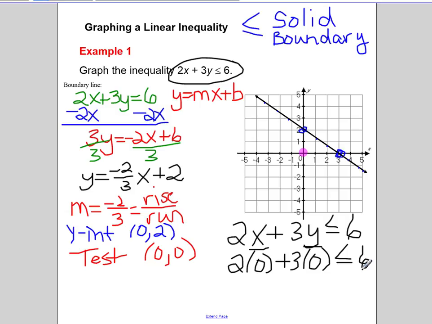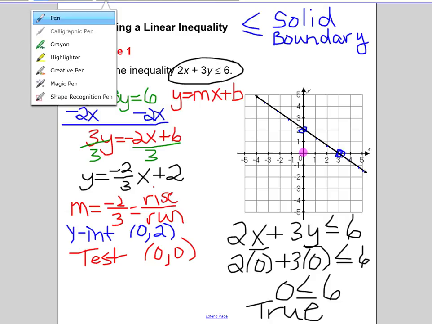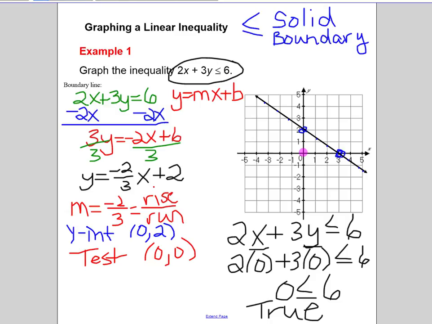Well, by simplifying, we get 0 plus 0. 0 is less than or equal to 6, so we say that that is true. That test point does satisfy the inequality, so that is part of the solution to the inequality. There are an infinite number of solutions, and that is one of them. So what we'll do is we'll shade all the points that are on the same side of that test point.